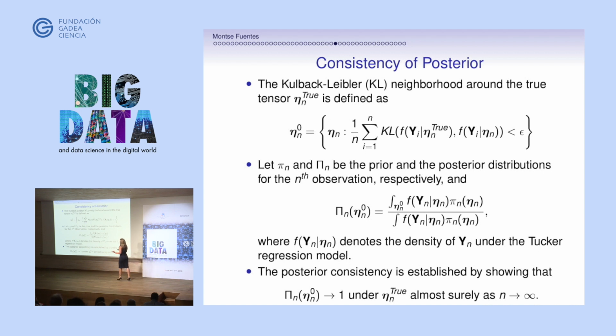The way that we study that is that this is a neighborhood. This is the Kullback-Leibler neighborhood around the truth. So what we want is that the posterior is going to be in a very small neighborhood of the truth with probability 1 as we get more information. So this is the concept of consistency that we are able to obtain in this setting.